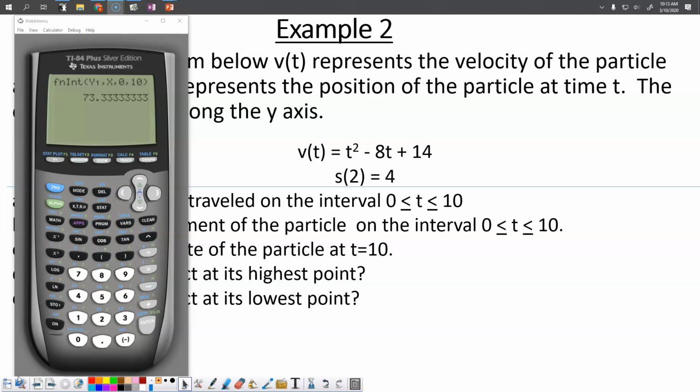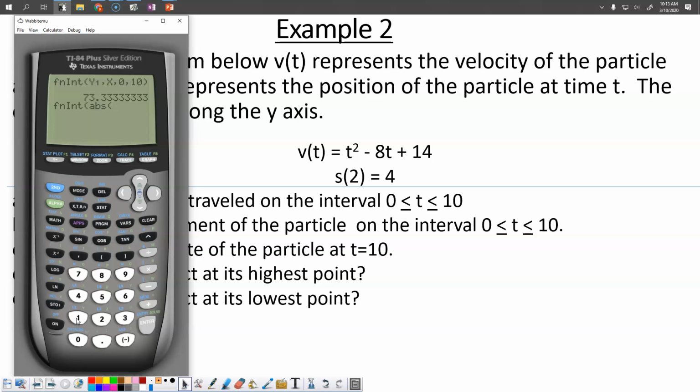We're going to do part A now, the distance. It's the same thing, right? It's just absolute value, correct? So how do you do absolute value? I'll show you. Let's push math again and 9 to bring up your integral. At this point, you want to put an absolute value in there. So where's that at? You're going to push math, and then go over where it says num, and you're going to see where it says abs. There it is. And then you're just going to put your function in there.